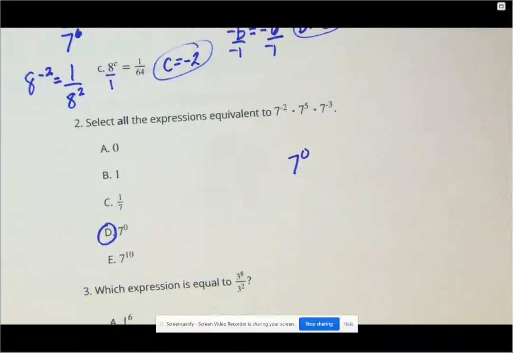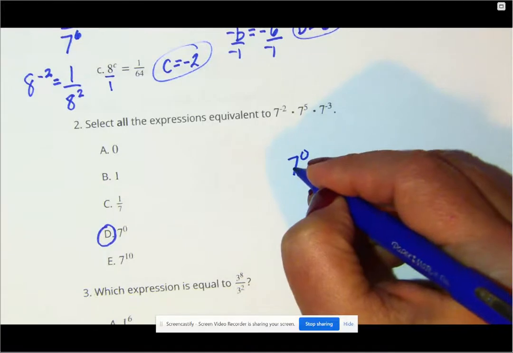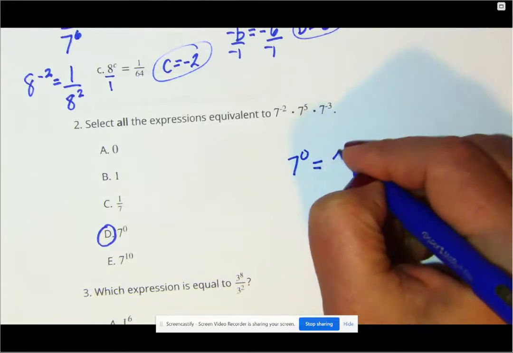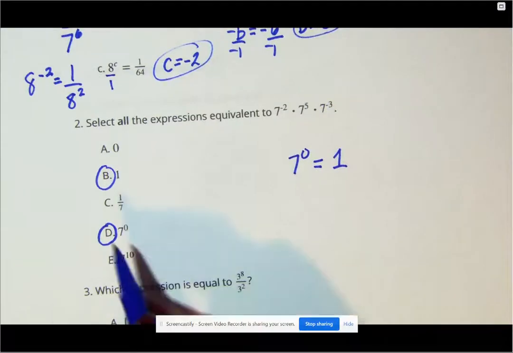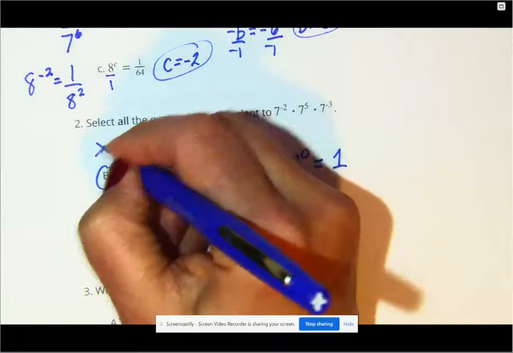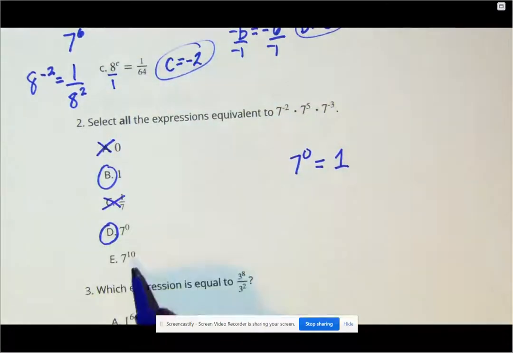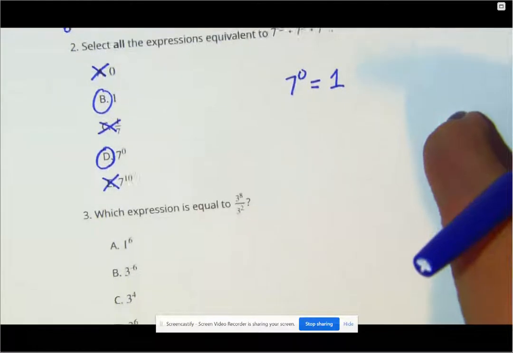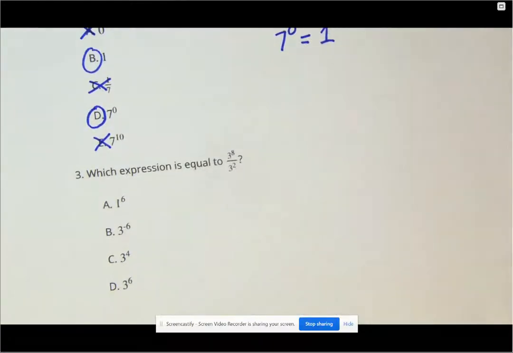And then today in our activity, we remembered that not even just 7, anything to the 0 power is 1. So that's correct. Now 0, no. 1 over 7, no. 7 to the 10th, no. All right, number 3. Which expression is equal to 3 to the 8th power over 3 to the 2nd?